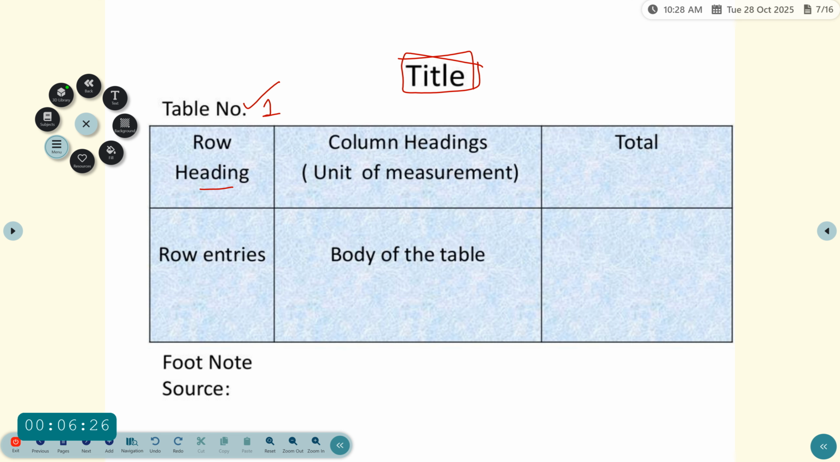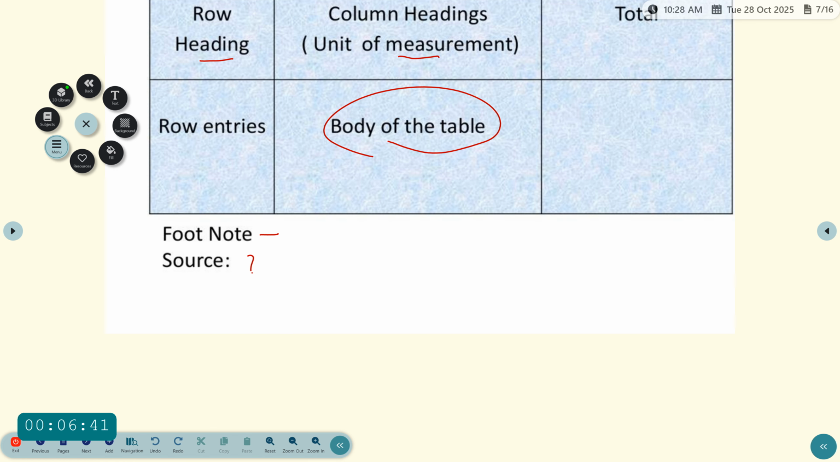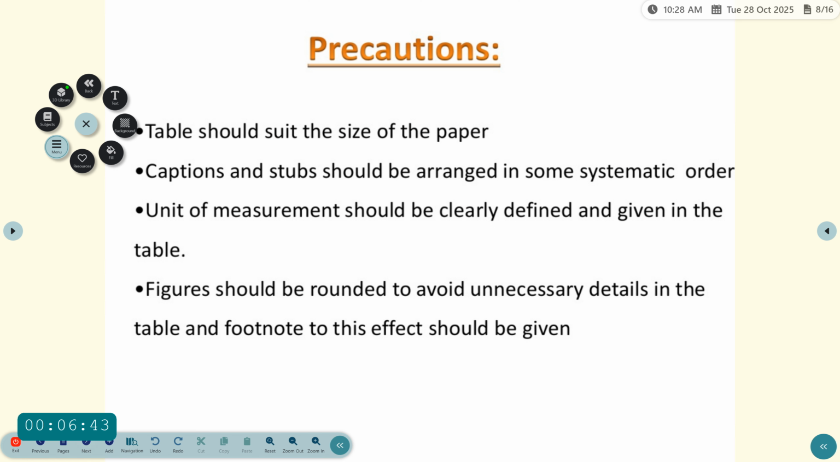These are called row headings and column headings, and then the total value. This is the body of the table. This is a simple representation of a table. Suppose we are using any symbol here, we have to give a detailed explanation in the footnote, and then if necessary, you have to insert the source also.